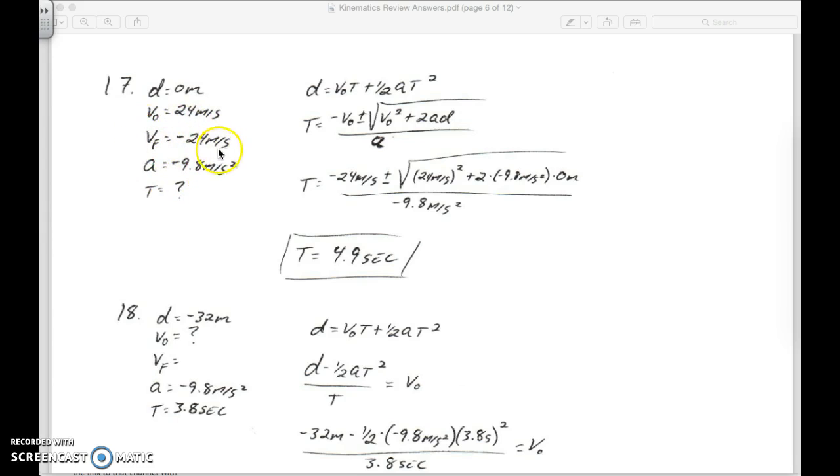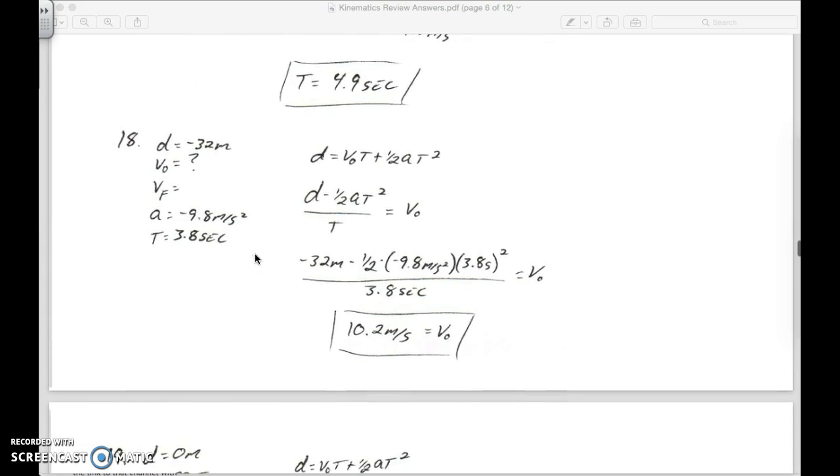In case you didn't realize that the Vf was negative 24 meters per second, I'm going to use the version of this kinematics equation that has the quadratic. d equals V naught t plus 1/2 at squared. We talked about where this came from in a previous problem. And time is negative V naught plus or minus the square root of V naught squared plus 2ad all over a. Plugging in our numbers, negative 24 meters per second plus or minus the square root of 24 meters per second, squaring it, plus 2 times negative 9.8 meters per second squared times 0. This whole term goes away. And that's going to be divided by negative 9.8 meters per second squared, and we get a time of 4.9 seconds.